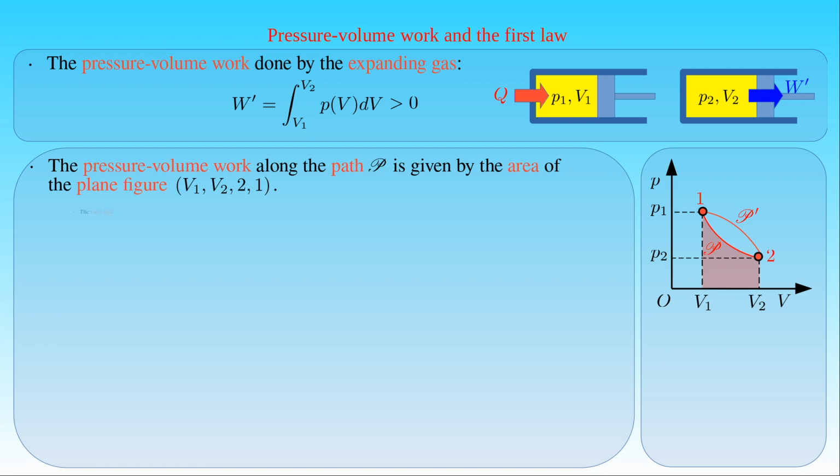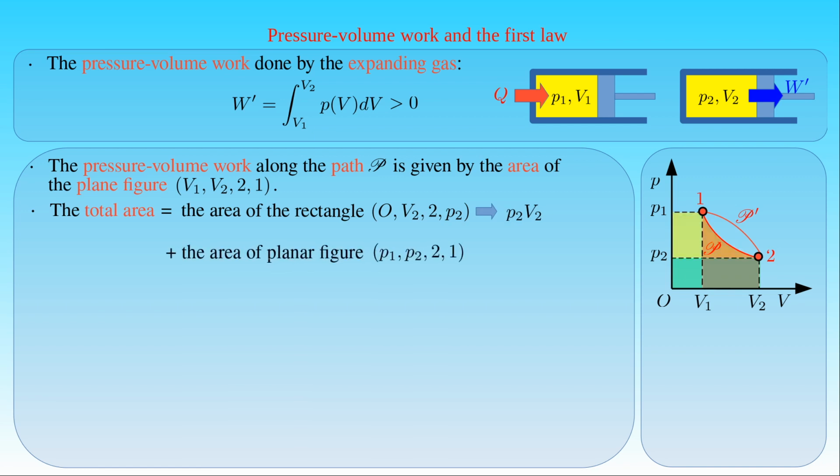Now we determine the area under the curve calligraphic P. First we can compute the area of the rectangle O, V2, 2 and P2, which is equal to P2 times V2. Then we add the area of the plane figure with the corner points P1, P2, 2 and 1 to the area of the rectangle. This area is given by minus the integral of the volume V with respect to the pressure P from the pressure P1 to the pressure P2, which is positive since dP is negative for expansion. Finally we subtract the area of the rectangle O, V1, 1 and P1 from the sum, where the area is equal to P1 times V1.